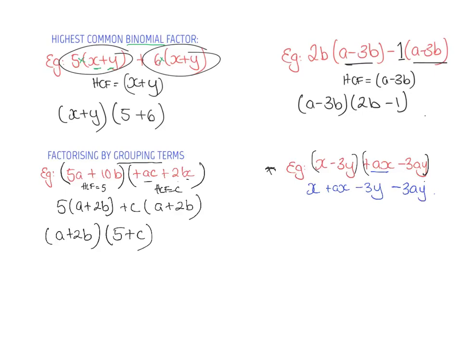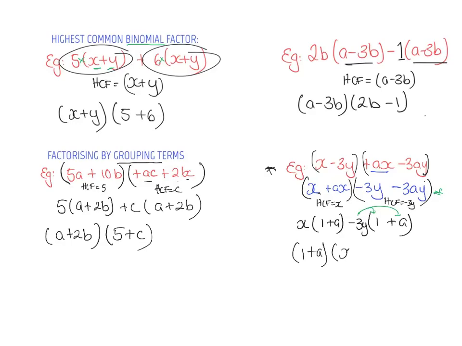So now when I go back trying to group them, we can see we have something in common. So here, the highest common factor equals x. So I take x out, I'm left with 1 plus a. Here, the highest common factor equals negative 3y. So if I take negative 3y out, I'm left with 1 plus a. So just to check, if you multiply that out, you will get the one above. So now we've done that, we can see we have a common binomial factor. So it'll be 1 plus a and the rest into brackets.